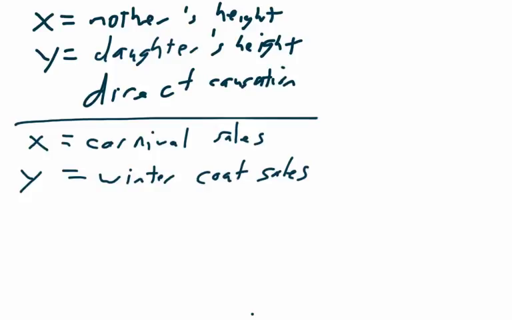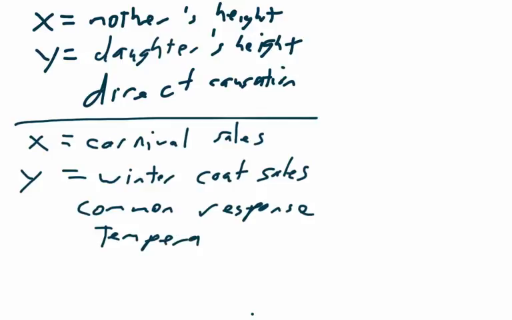Alright, let's say X equals carnival sales and Y equals winter coat sales. Now obviously as carnival sales go up, winter coat sales are probably going to go down. But the carnival sales do not affect the winter coat sales. These are both a direct result of temperature, which means that this is a common response, and the working variable is the temperature, because carnival sales go up when the weather is warm, and winter coat sales go up when the temperature is down.